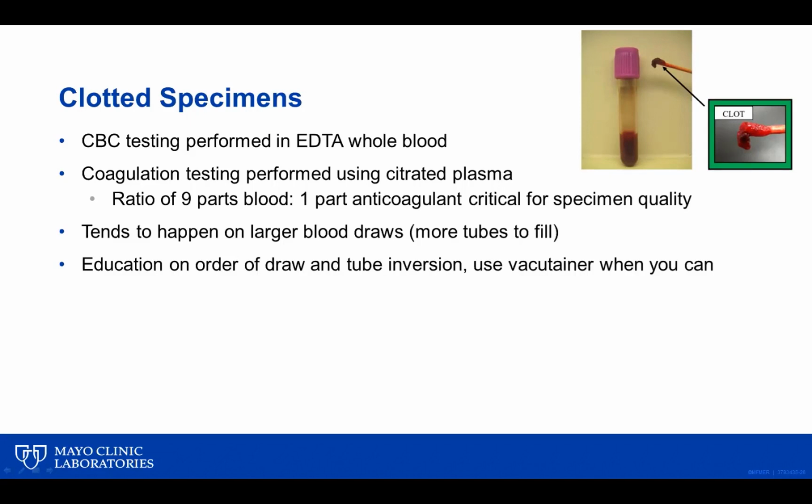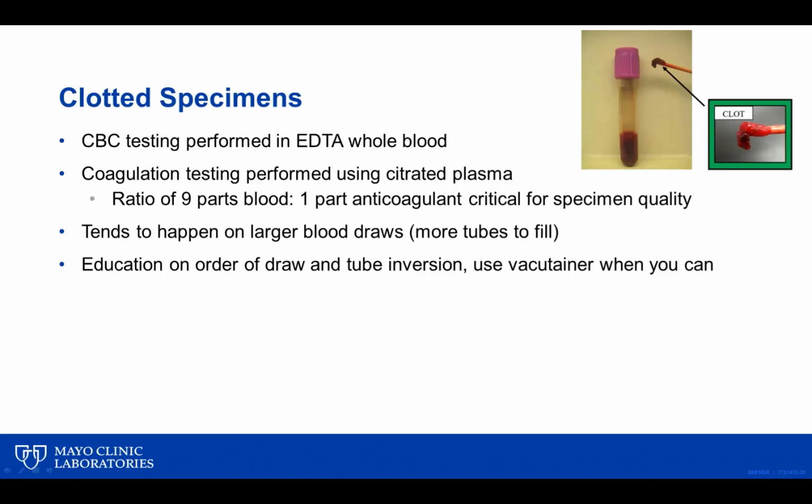And so most labs will have a visual process to assess this before they test the specimen. Some more advanced instruments will actually have this detection within the instrument. And what we know from clotting is that it tends to happen on larger orders, often in infants and children. This is where you have more tubes to fill.